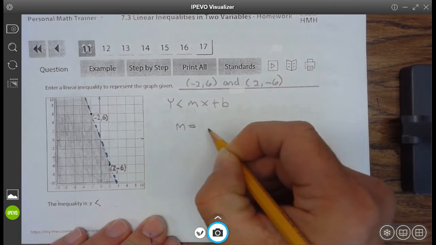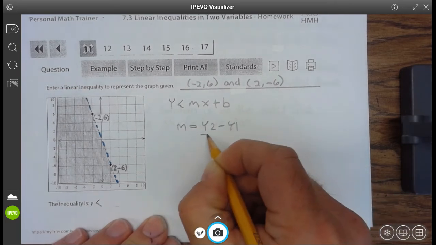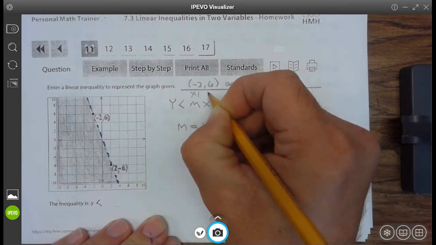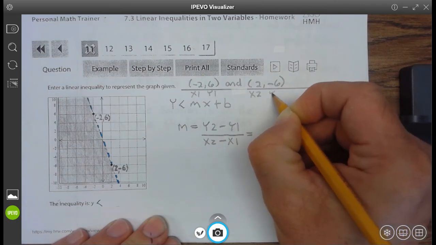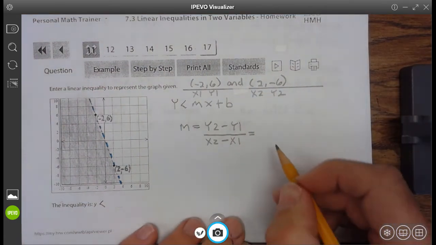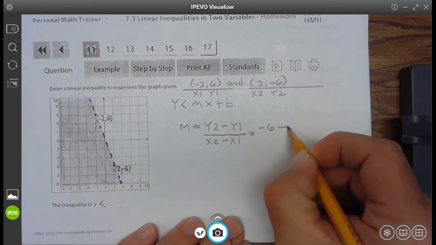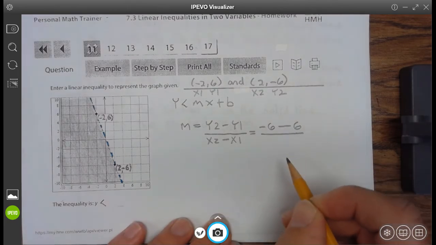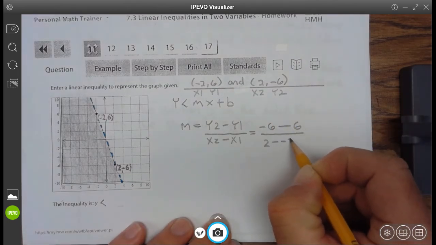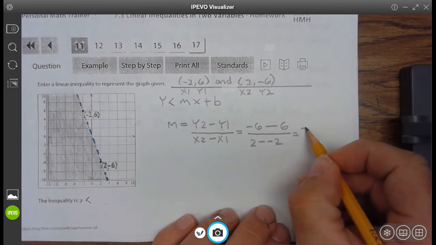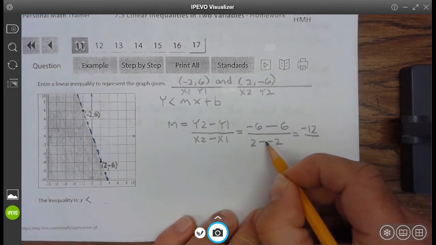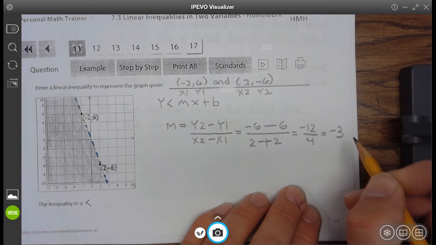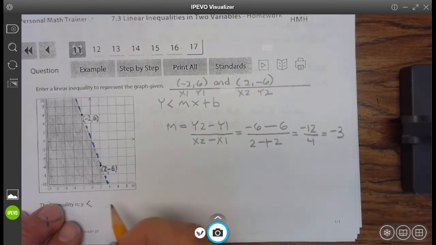So to find slope, we know it's y2 minus y1 divided by x2 minus x1, where this is x1, y1, this is x2, y2, okay? So then y2 is negative 6 minus 6 divided by 2 minus negative 2. Well, negative 6 minus 6 is negative 12. Subtracting a negative becomes positive. 2 plus 2 is 4. Negative 12 divided by 4 reduces to being negative 3. Okay, so that's negative 3x.